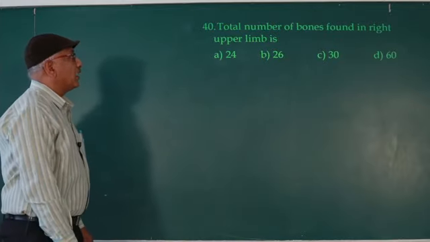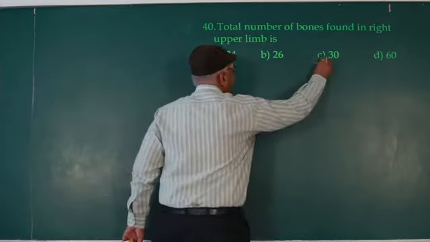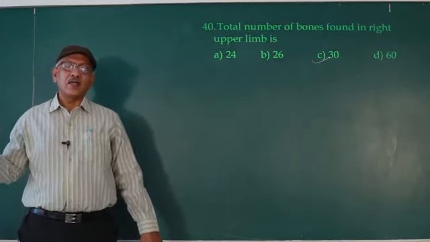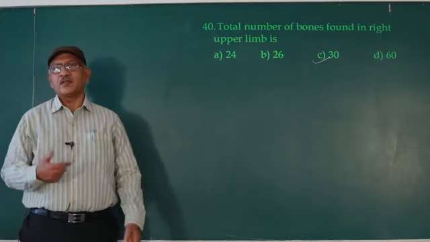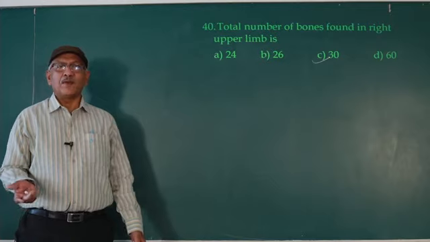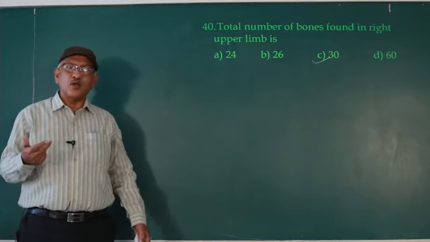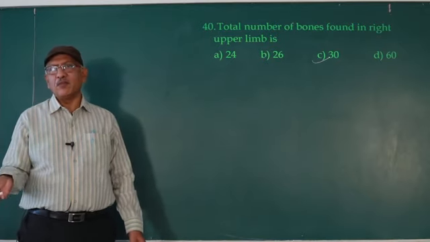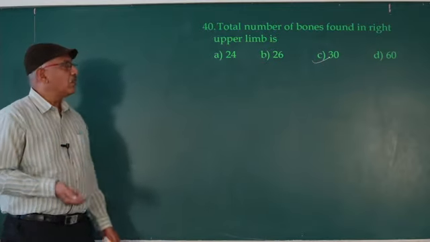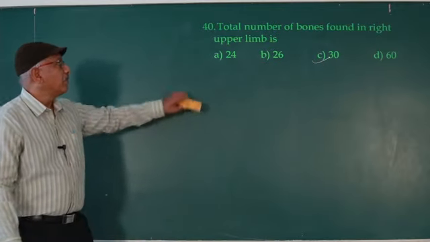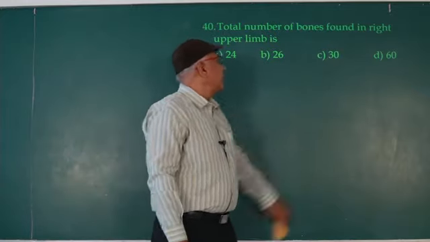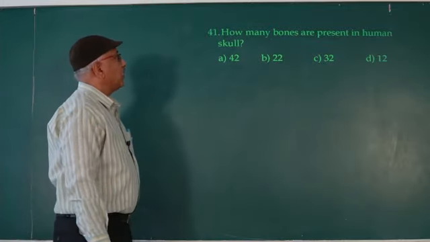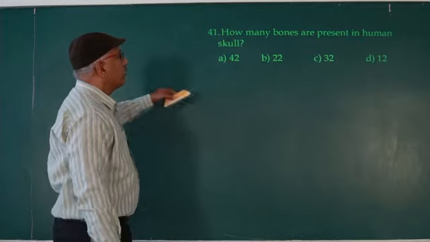Total number of bones found in the right upper limb is 30. Each limb contains 30. So upper limbs are 60, and the legs are 60 more, that is 120. In addition, 6 more bones in the appendicular skeleton: 4 bones in the pectoral girdle and 2 bones in the pelvic girdle. 120 plus 6, 126 in the appendicular skeleton. So total number of bones present in the upper limb is 30. How many bones are present in the human skull? So that is 20.